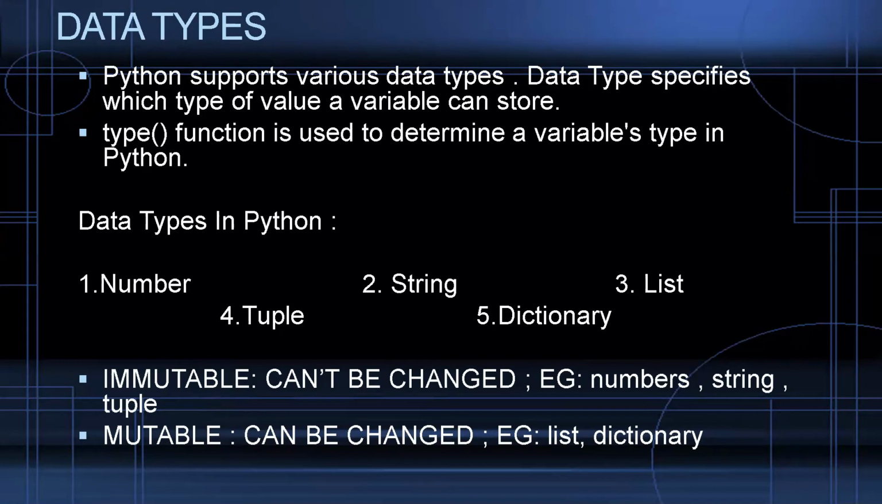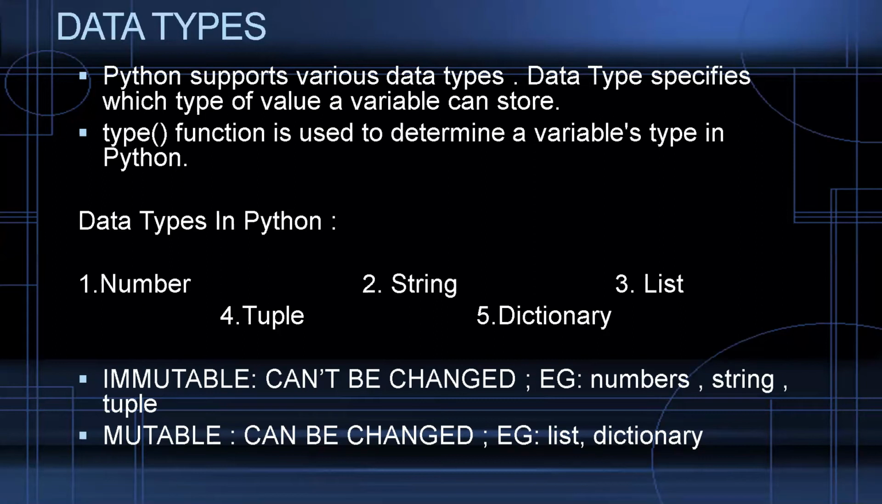And the fourth one is tuple. It is similar to a list, but with a difference. Tuples are represented as a group of comma-separated values of any data type within parentheses. The difference between list and tuple is that a list is enclosed in square brackets, whereas a tuple is enclosed in parentheses.